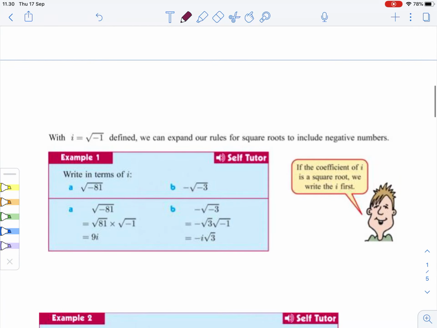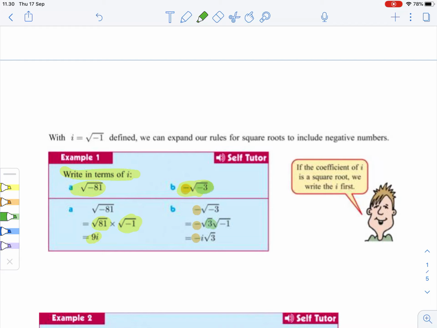All right, so let's look at this example here. We want to write in terms of i the square root of negative 81. Well, I know that I can just rewrite that as the square root of 81 times the square root of negative 1, and that's equal to 9i. Next, negative times negative root 3. Well, I'm just going to keep the negative on the outside here, and then negative root 3 can be written like such. And so it's going to be a negative i times root 3 for an answer.